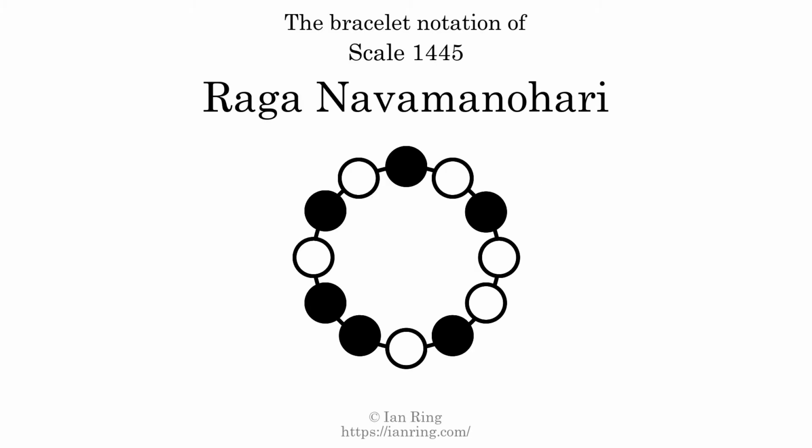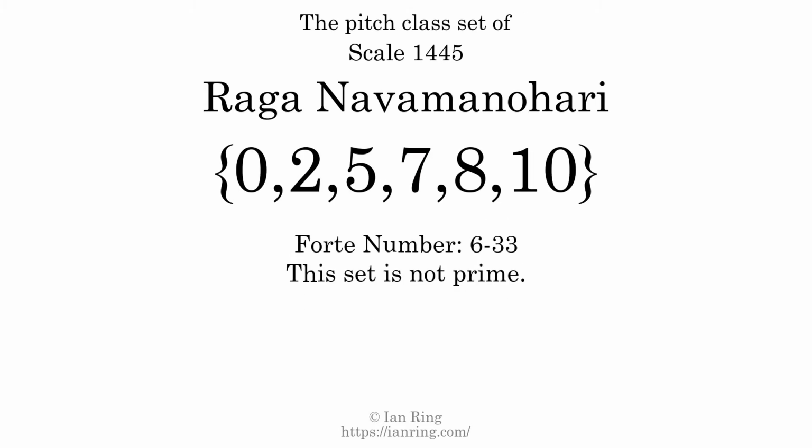This is a bracelet notation diagram of scale 1445. The shaded circles represent tones that appear in the scale, and they are read clockwise, starting at the top. The pitch class set for this scale is 0, 2, 5, 7, 8, 10. The fault class is 633. This set is not prime.